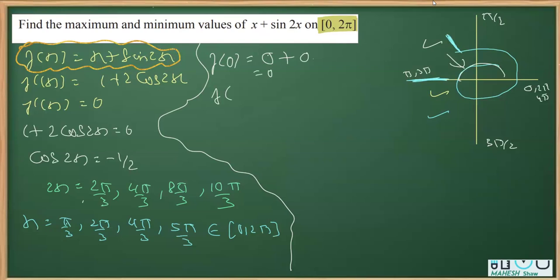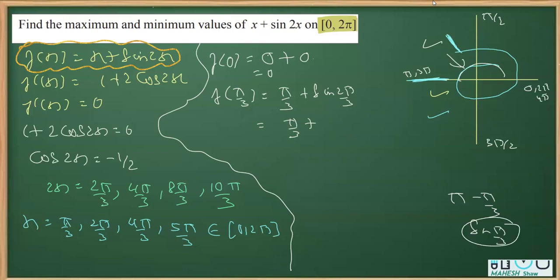Now, if I find the next value, that is pi by 3: f(pi by 3) is equal to, for x, pi by 3, plus sine 2 times x, which is sine 2 pi by 3. So this is pi by 3 plus, what is sine 2 pi by 3? It should be sine of pi minus pi by 3, which is sine pi by 3, and sine pi by 3 is root 3 by 2. So this is root 3 by 2 we got.